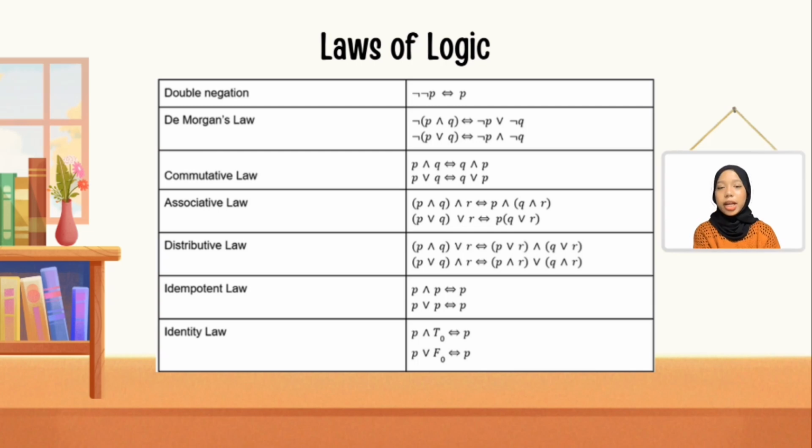For the third one, commutative law. We just change the position, which is P and Q, equivalent to Q and P. Same goes to P or Q is equivalent to Q or P.